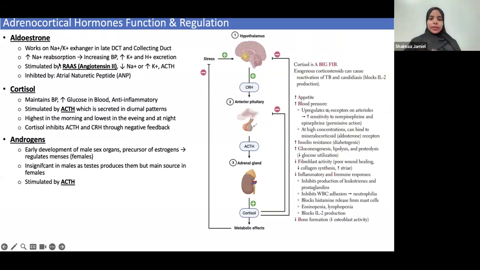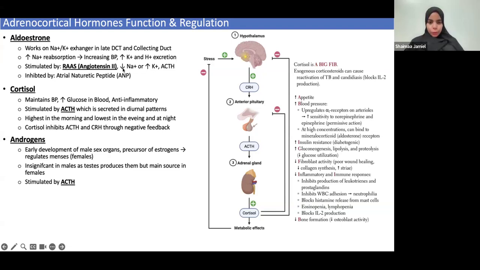And how is aldosterone stimulated? By the RAS system, the renin-angiotensin-aldosterone system, okay? Specifically by angiotensin 2. So increased angiotensin 2 is going to cause aldosterone synthesis and secretion. This is going to, as we said, bring in the sodium and push out the potassium. And it's inhibited by the atrial natriuretic peptide, which we also mentioned before. We said that ANP also inhibits ADH. So basically ANP, natriuretic, it wants to push out sodium.